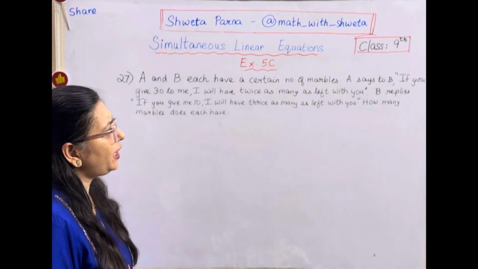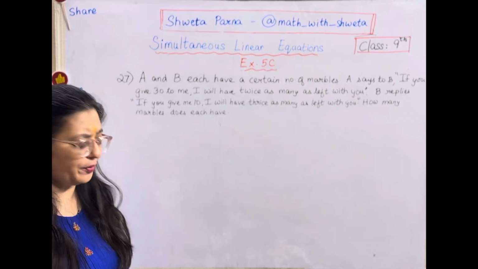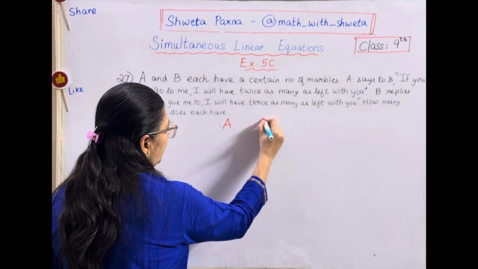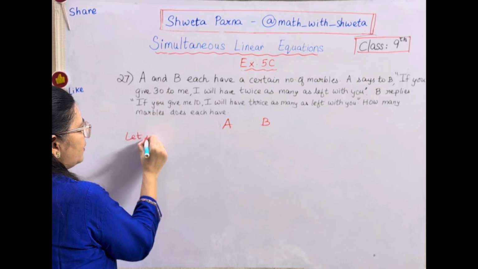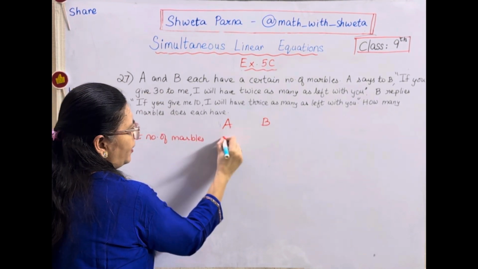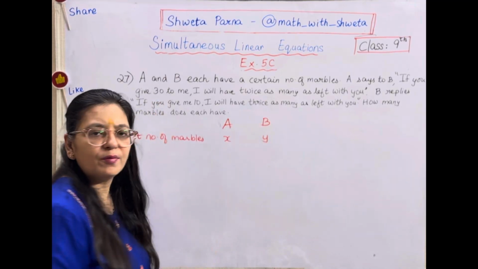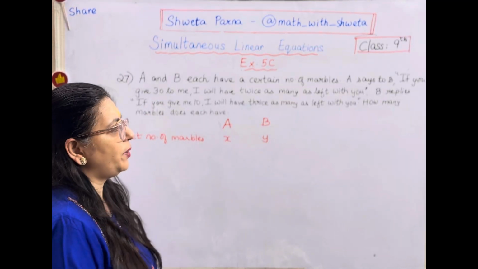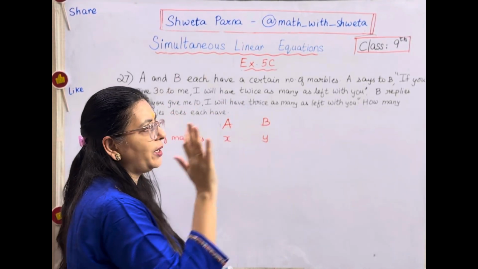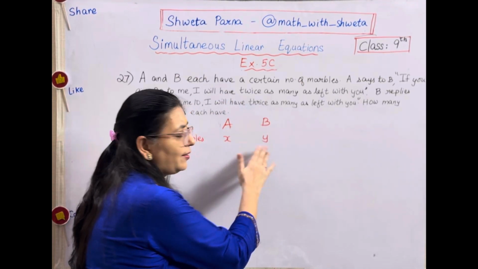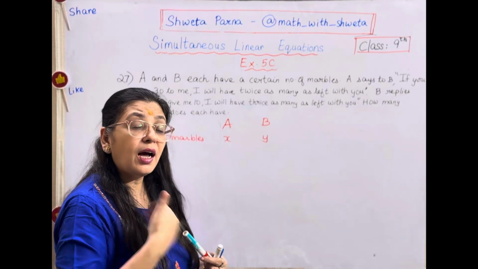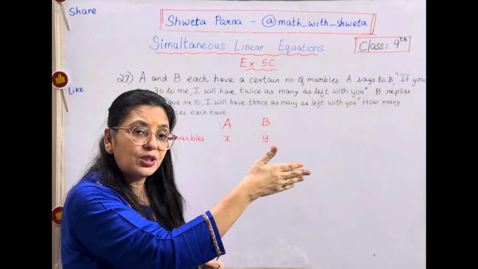Question number 27, children. A and B each have a certain number of marbles. We don't know how many they have. So let's assume A, B. Let the number of marbles in case of A be X marbles and in case of B be Y marbles. A says to B, if you give me 30, I will have twice as many as are left with you. What does A say to B? A tells B, hello, give me 30. If you give me 30, I will have twice as much as is left with you.